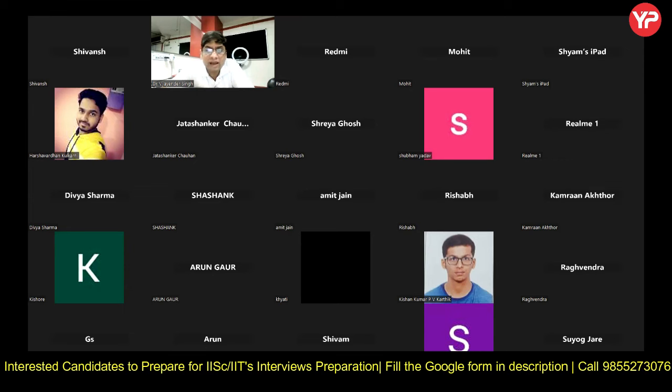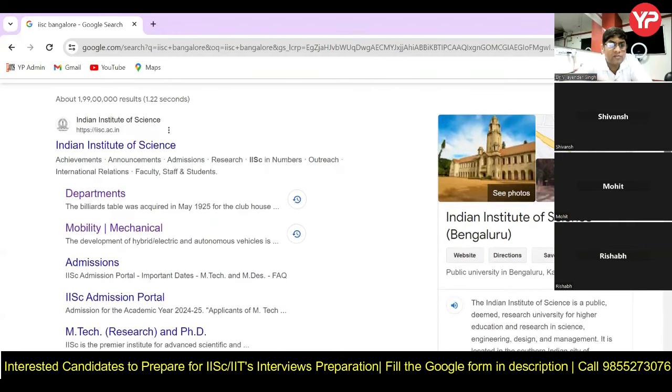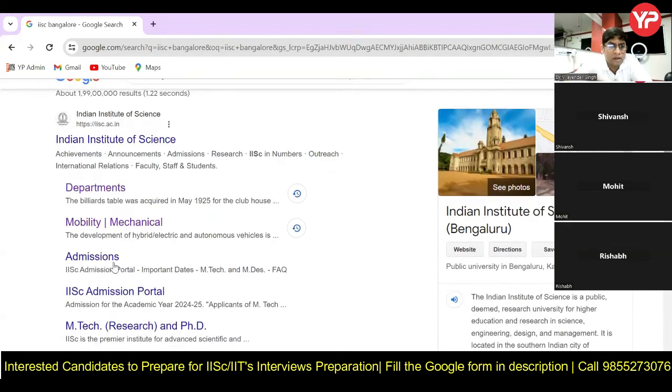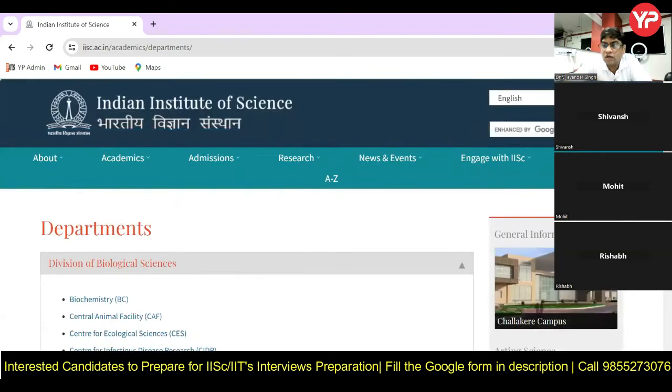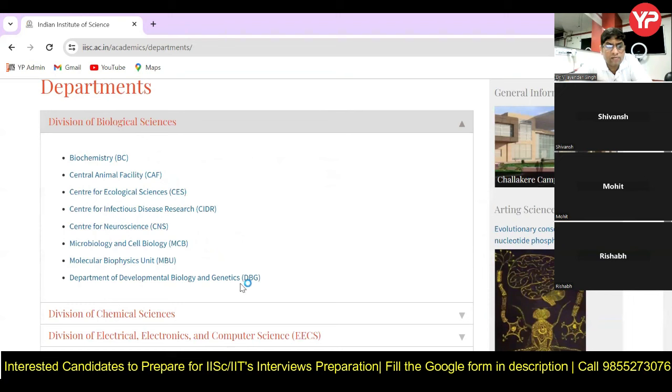Now, let's assume you are from an agriculture background and you got a call from some department, let's say a bioengineering department. So you go to the various departments of IISc Bangalore, and then you will go to the department from which you have got a call. Let's say you have got a call from a particular department of bioengineering or biology or genetics.